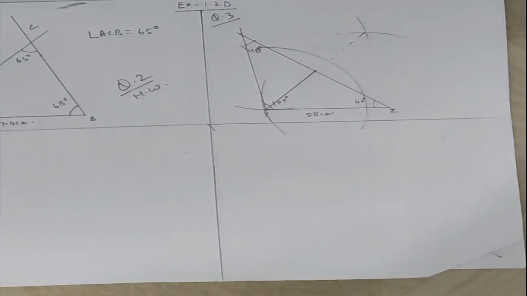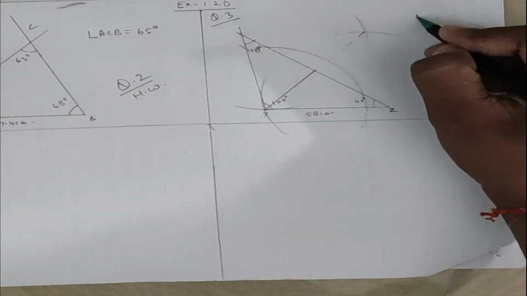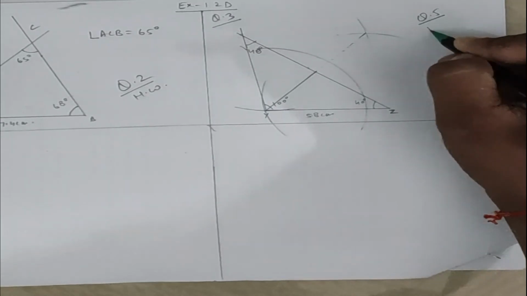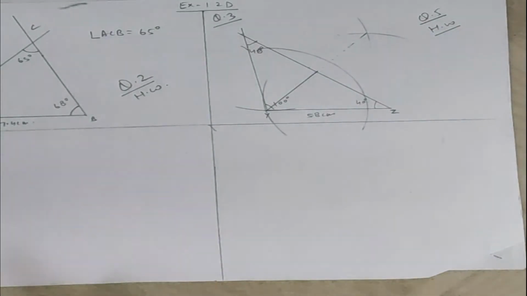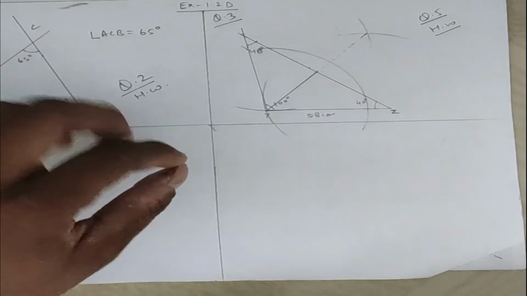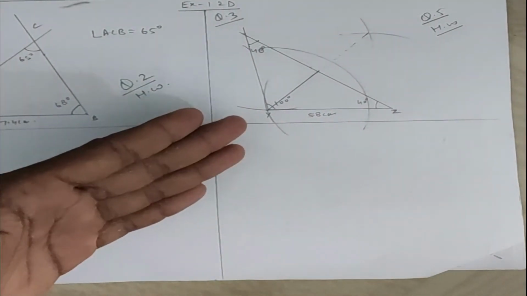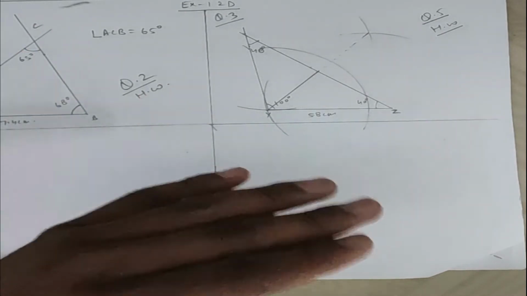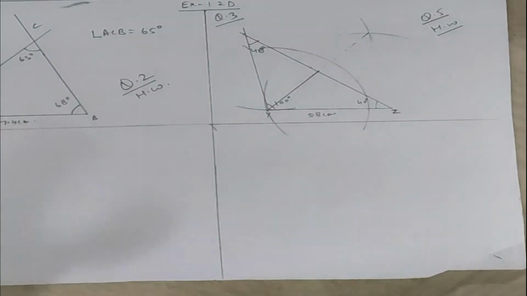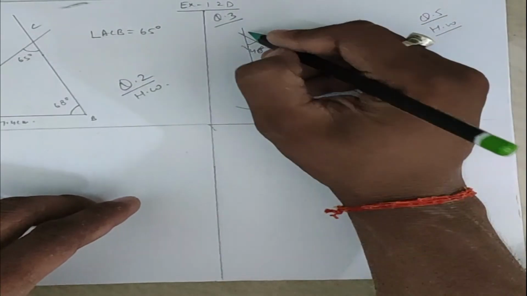Same as you will do the question number 5. So question number 5 is also homework, same pattern. So what we have done here, just we have drawn YZ 5.8 centimeter, then we have drawn angle Y 100 degree and angle Z 40 degree. That is our triangle completed.